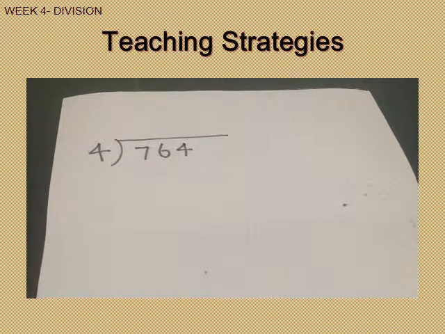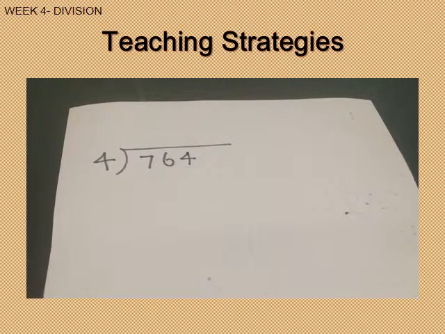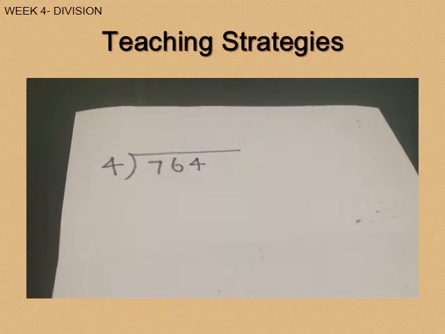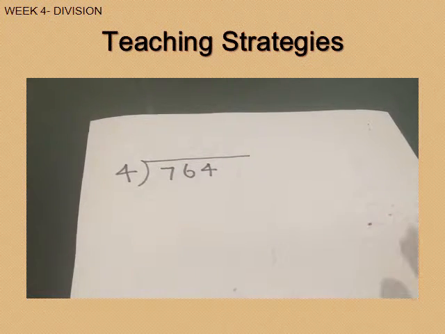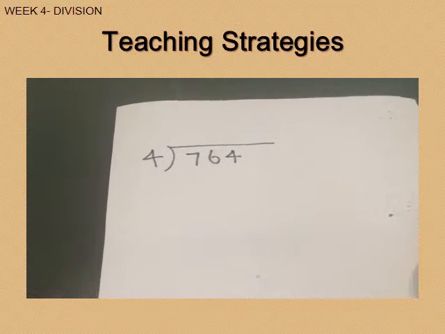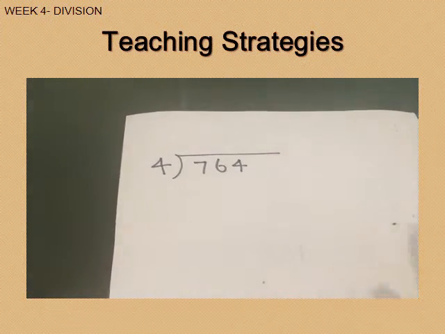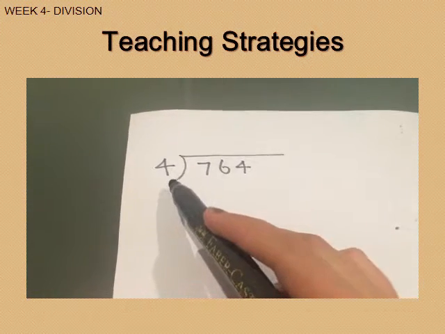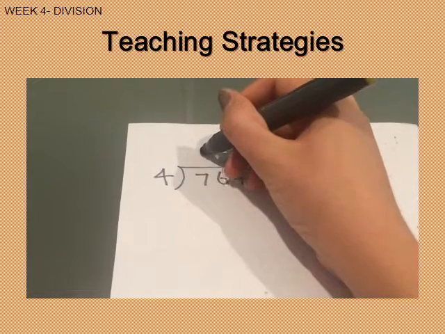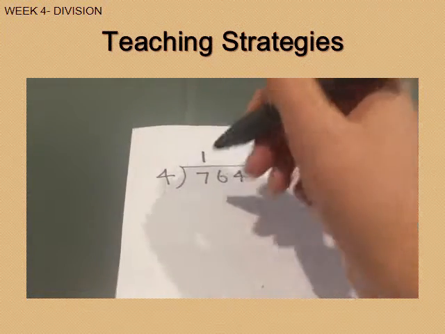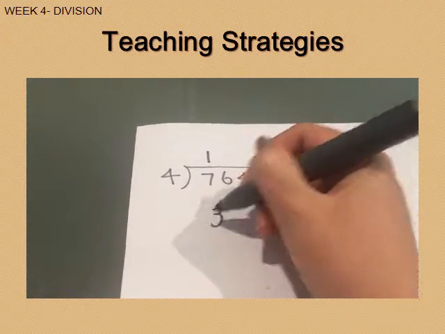Today I'll be demonstrating the teaching strategy of long division. So we have 764 divided by 4. Okay, so you'd put 4 goes into 7 how many times? It goes in once with 3 remainders, so you can write that underneath.